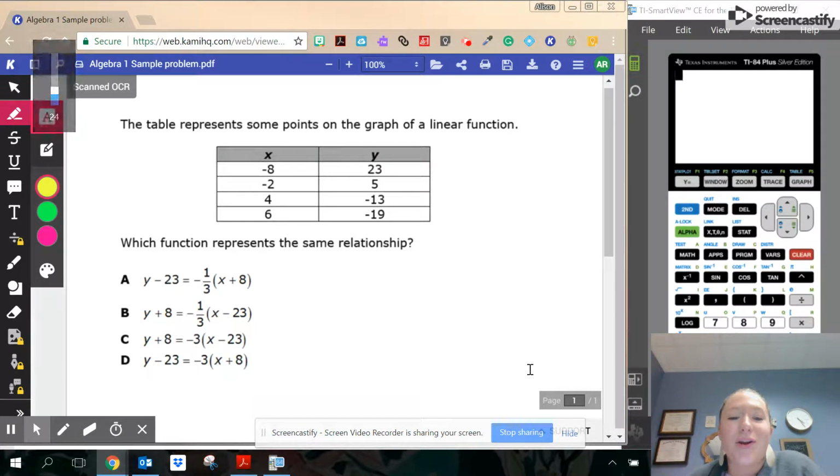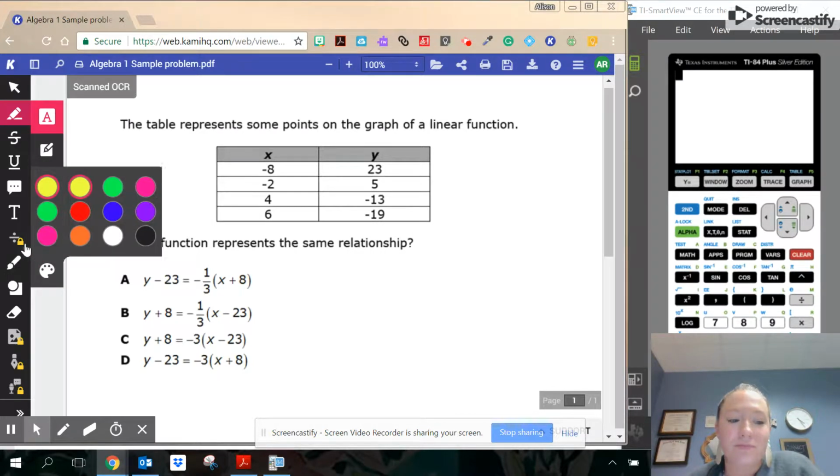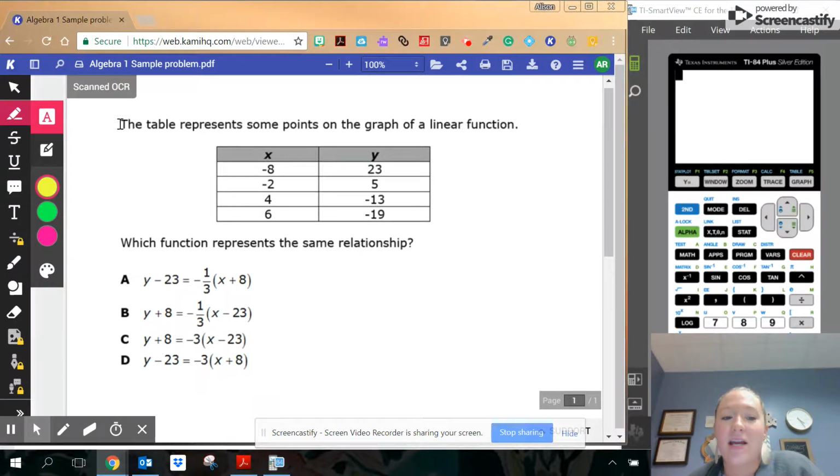Hey guys, I want to work a problem that's similar to the one that you just looked at, so that we can take some strategies from working this problem and apply them to the one that you just did. We've got the same problem stem as the example problem. We still are looking at a table, and we still need to choose the correct equation that matches this table.